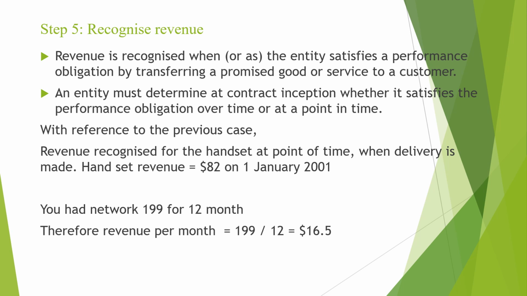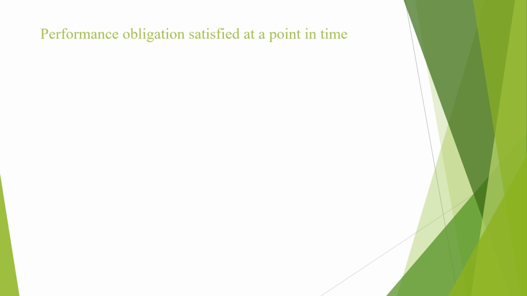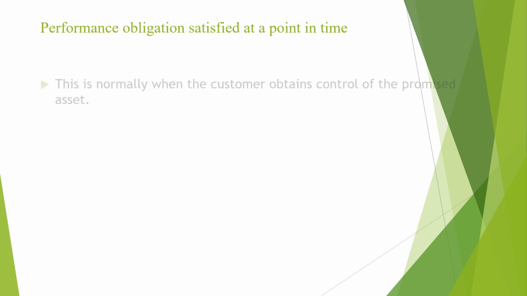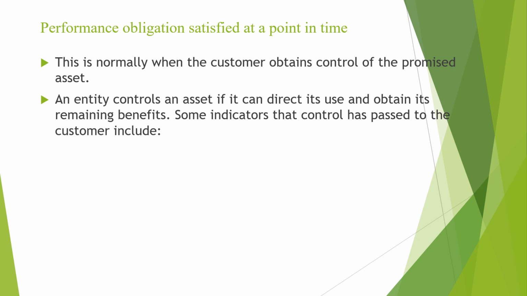Now, network is something which you are providing over a period of time. So, each month revenue recognized would be 16.5. So, as soon as the month is over, you will recognize the revenue for that month. This is known as performance obligation over a period of time. Okay. So the network revenue will be recognized over a period of time. Right. Now, performance obligation is satisfied at a point of time. This is normally when the customer obtains the control of the promised asset. The entity controls an asset if it can direct its use and obtain the remaining benefits.